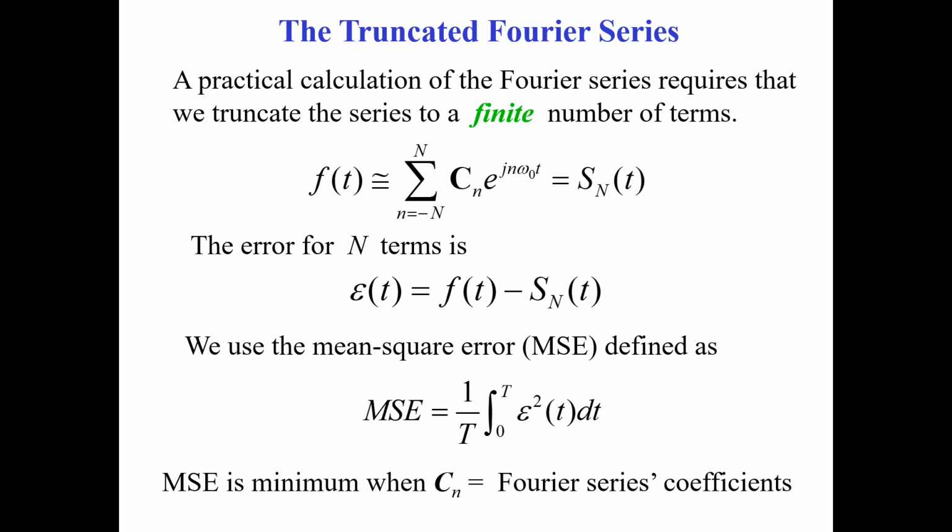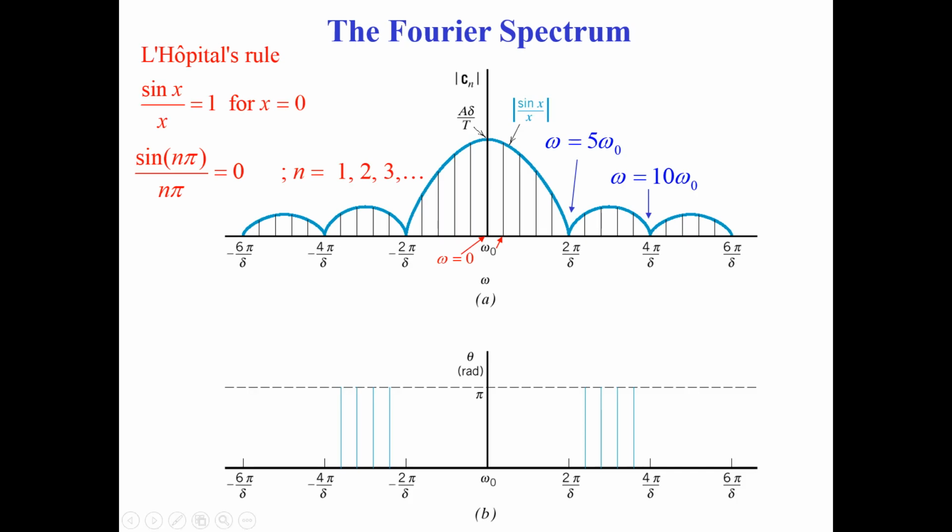Practical calculation requires that we truncate the series to a finite number of terms, and then we have a mean square error, so we should consider important coefficients only. That's why it can be written that your function is approximately equal to that sum, and there is some error if you truncate the sum.